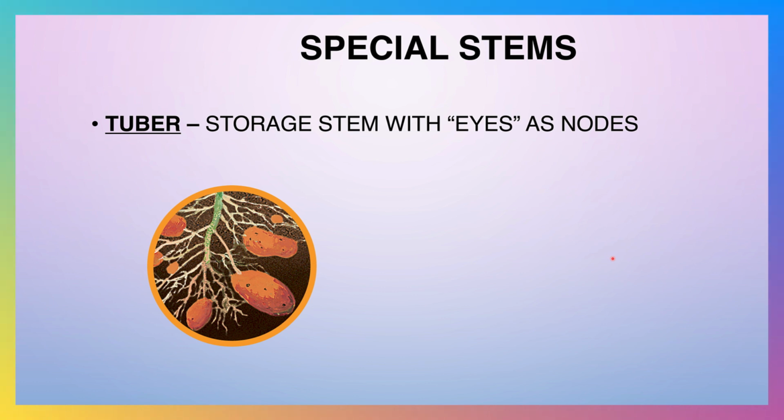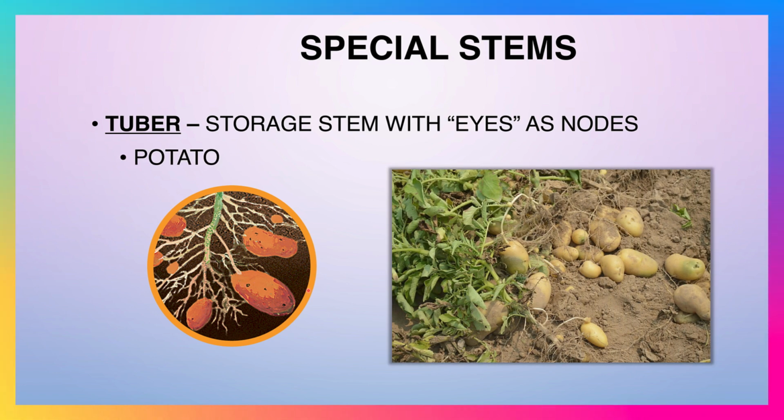Another special stem, and not a lot of people realize these are stems. They think they're roots. It is a tuber. And a tuber is not a root. It's a stem. And the eyes of the potato tuber in this case are nodes on the stem. So these represent nodes, which is why if you put these in water, they will sometimes sprout out from the potato. And as I said, potatoes are an example.